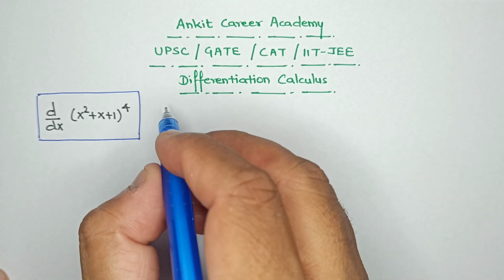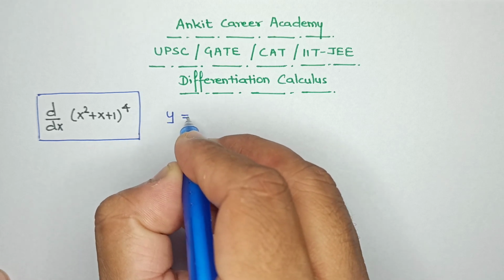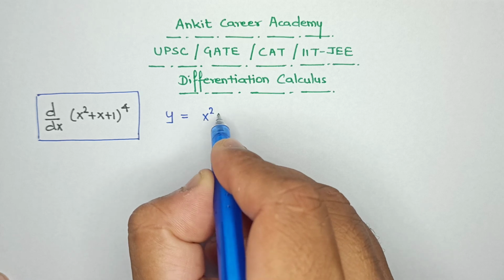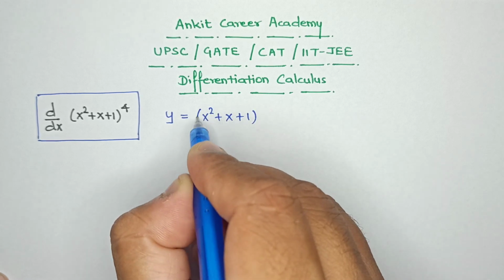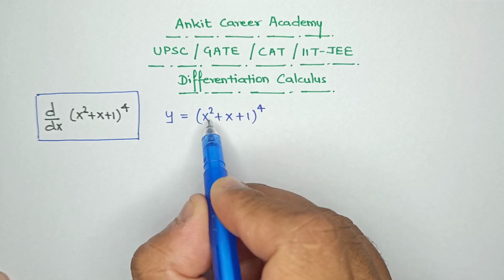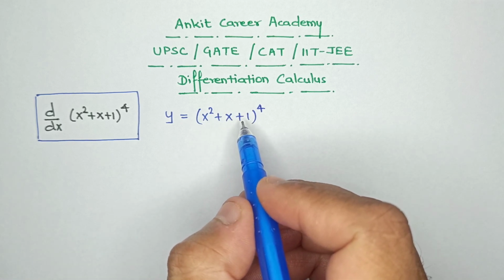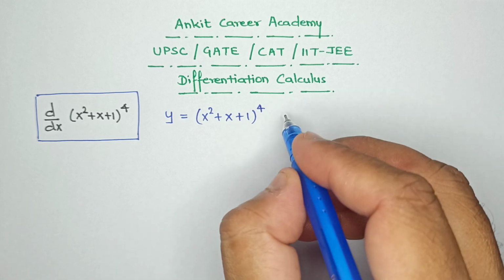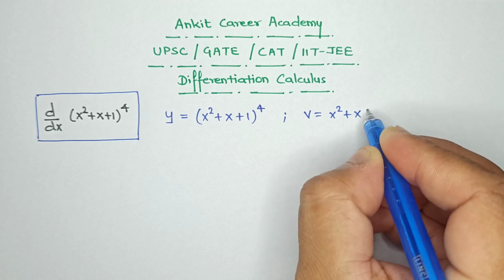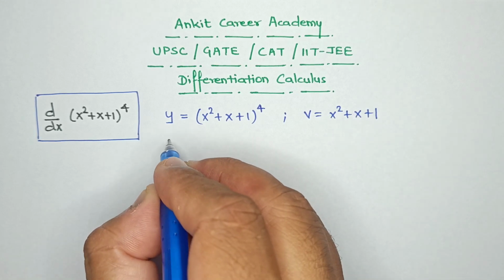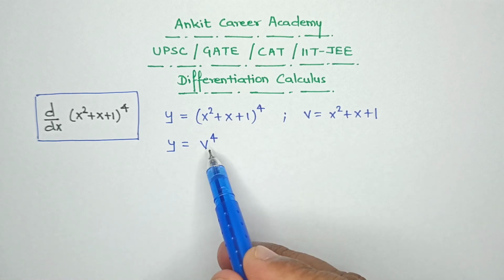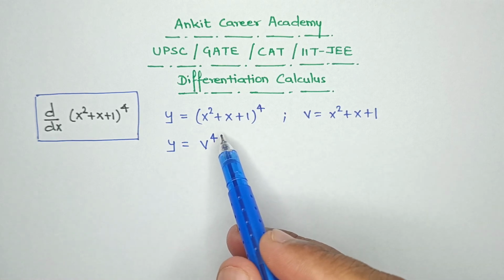So the very first rule is that you always assign a variable to the function which you are trying to differentiate. So the function at hand here is x squared plus x plus 1 whole raised to the power 4. Now after that, on the left hand side here we reassign the function by some other variable. So let us say that the value of v is equal to x squared plus x plus 1. So now what that will do is it will reduce the question in a single variable kind of a format. So as you can see, the question now is considerably reduced.